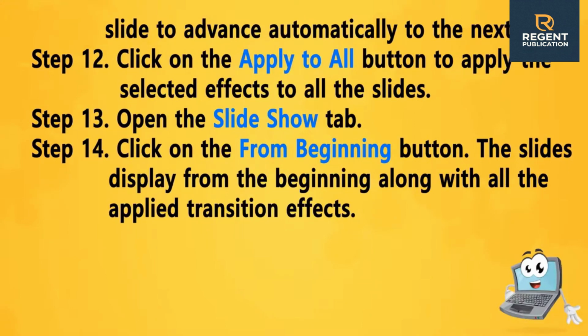Step 13. Open the Slide Show tab. Step 14. Click on the From Beginning button. The slides display from the beginning along with all the applied transition effects.